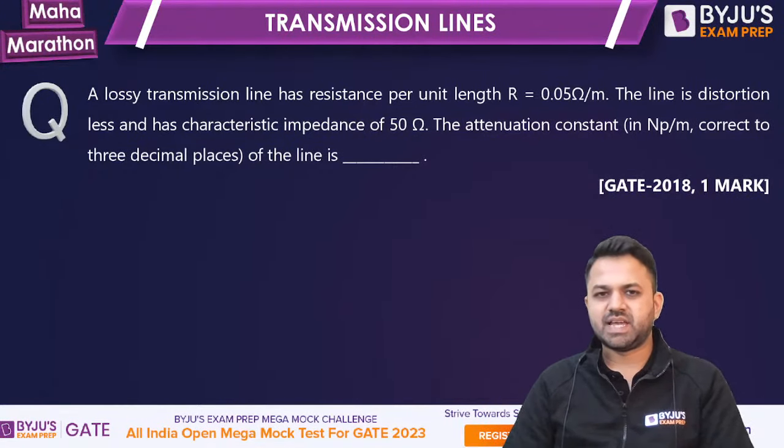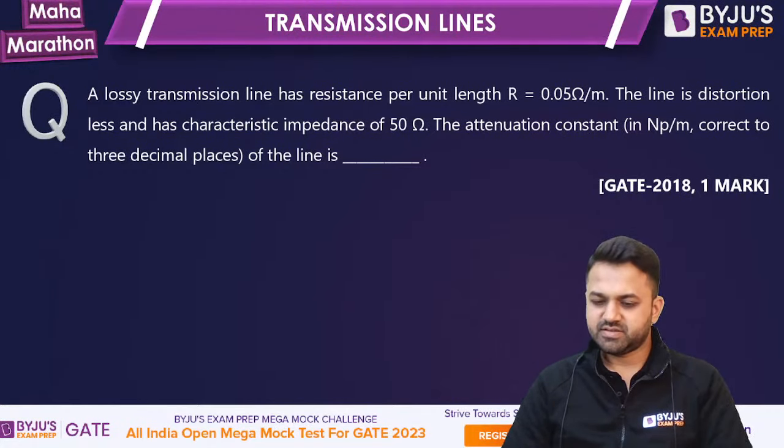A lossy transmission line has the resistance per unit length R equal to 0.05. The line is distortionless and has the characteristic impedance 50. So what is the attenuation constant? Can you tell me the answer of this question quickly? Correct up to 3 decimals.